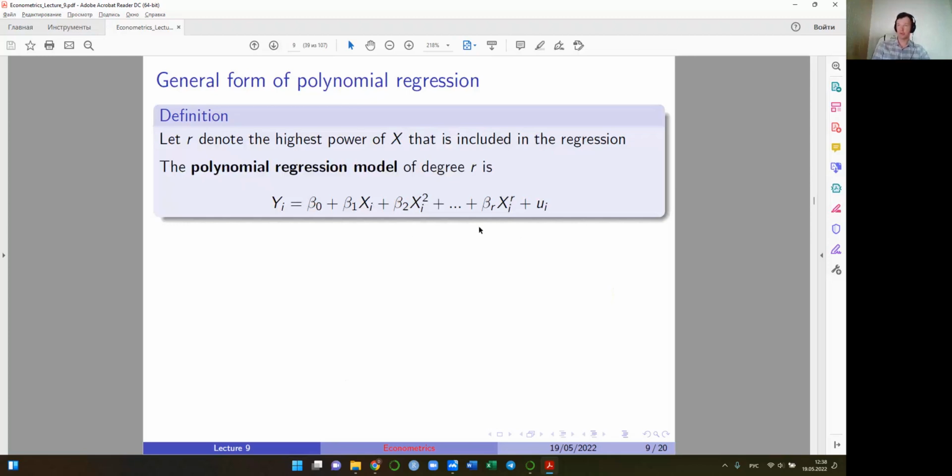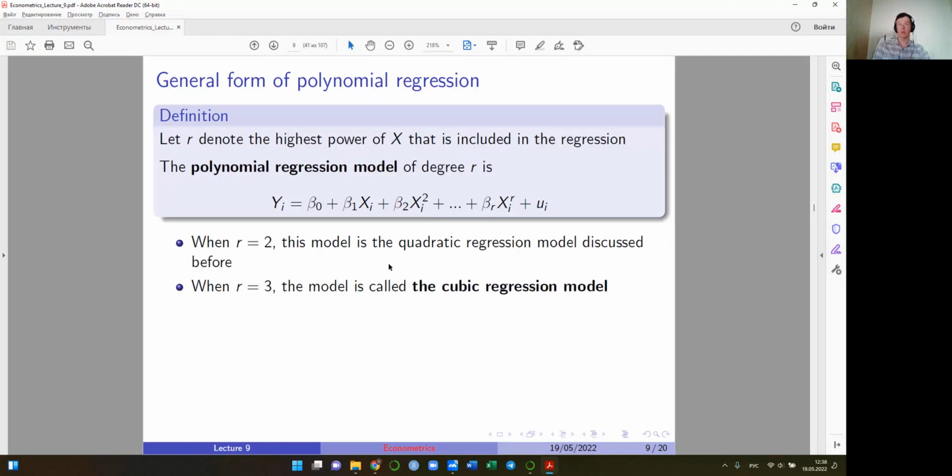order power of x. And when r is 2, this model is just a quadratic regression that we discussed on the previous slide. When r is 3, the model is called the cubic regression model, and all the polynomials of the higher order are just polynomials of order 4, of order 5, and so on.